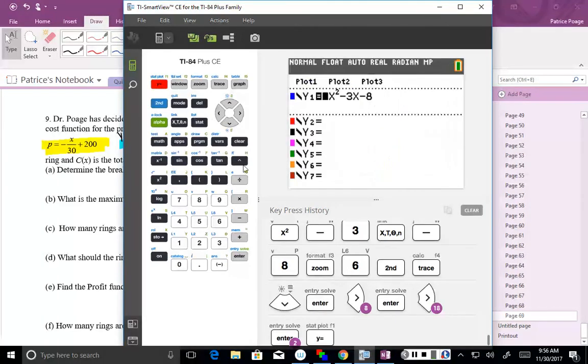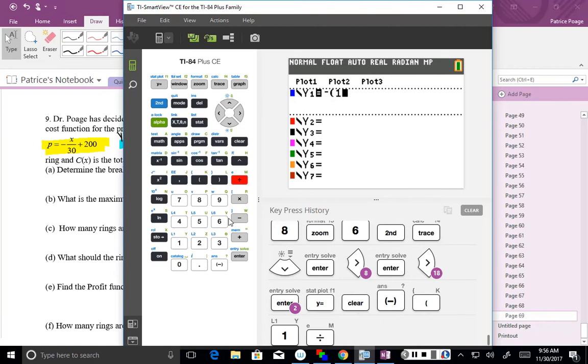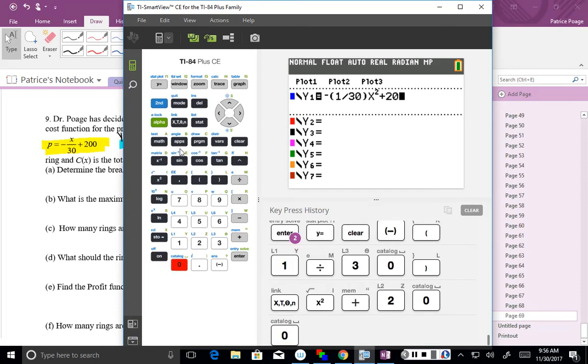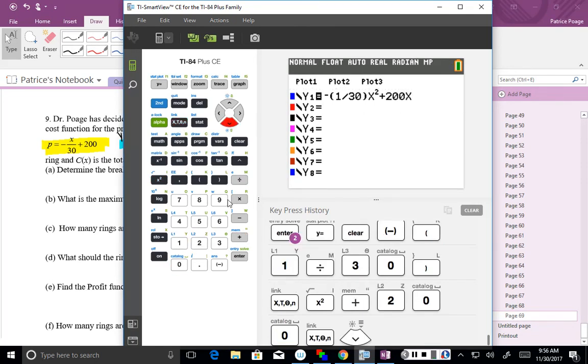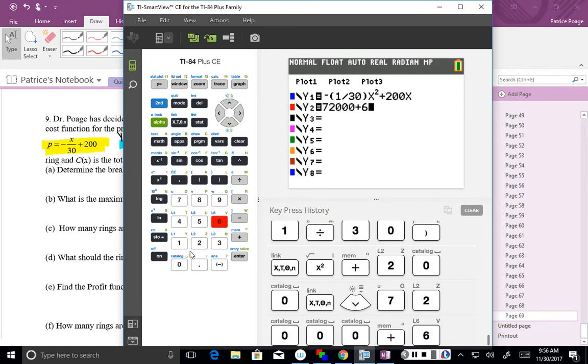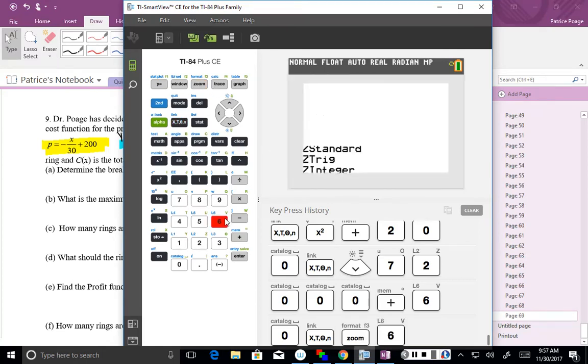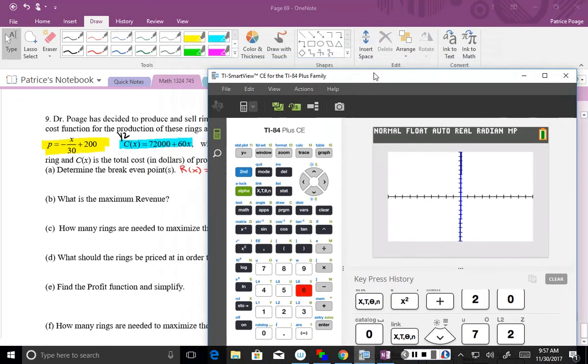So Y equals, my revenue is negative 1 over 30 x squared plus 200x. And my cost equation, 72,000 plus 60x. And I can zoom 6, although I know it's going to be horrible, but it'll at least get me back to square 1. And now I'm going to change my window using the educated guessing that I've taught you.